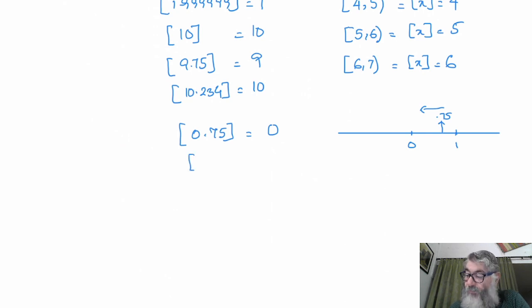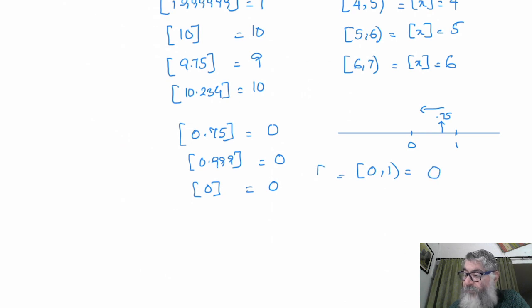Suppose it is 0.999999. It will be 0 only. And of course, if it is 0, then it is of course 0. So if it is anything between 0 and 1, the greatest integer will be 0. Now let's talk of the negative number.